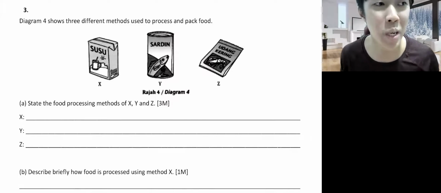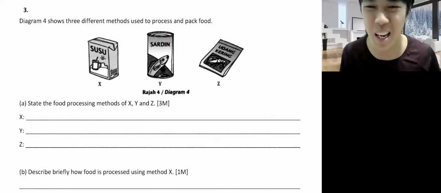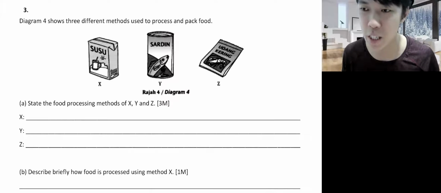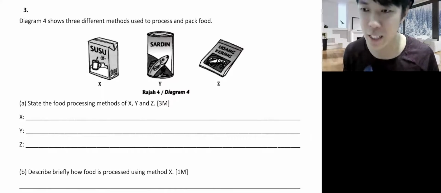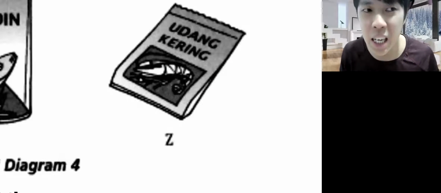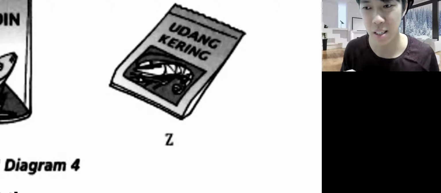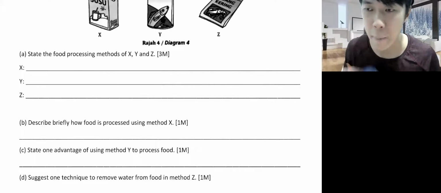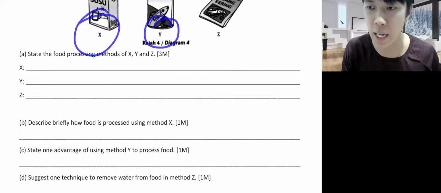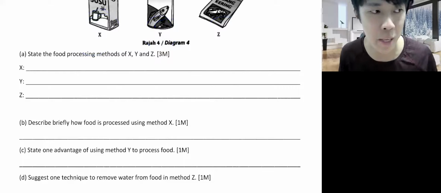Okay, so first one, susu. Of course, everyone must know, basic. Susu must be pasteurization, correct, Amelia? Sardine must be canning, correct? And udang kering, it's obvious. Dehydration. Okay, pasteurization, canning, dehydration, everybody.